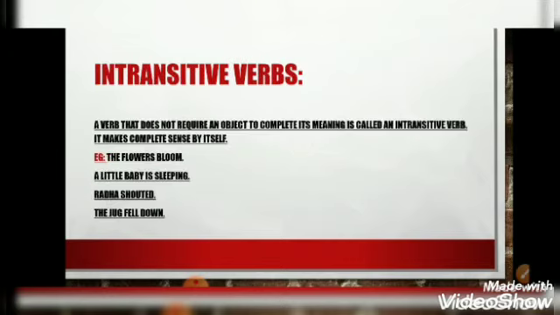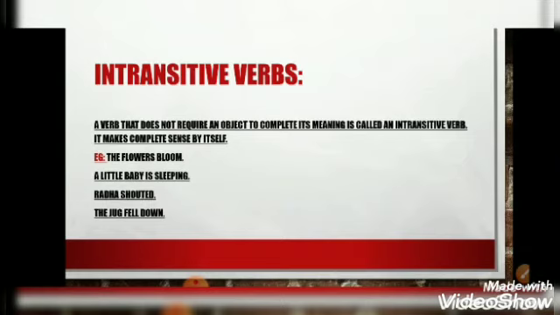Then comes intransitive verbs. A verb that does not require an object to complete its meaning is called an intransitive verb. It can make complete sense by itself. Like for example, "The flowers bloom." The flowers is our subject here and bloom is the verb. And if I say "the flowers bloom," फूल खिलते हैं, it is making complete sense in itself. इसको किसी और word की जरूरत नहीं है. So it is an intransitive verb. Bloom here is an intransitive verb.